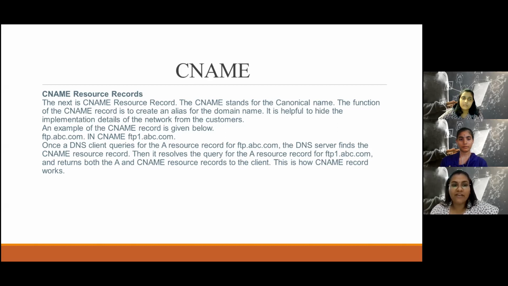ftp.abc.com. IN CNAME ftp1.abc.com. Once a DNS client queries for the A resource record for ftp.abc.com, the DNS server finds the CNAME resource record. Then it resolves the query for the A resource record for ftp1.abc.com and returns both the A and CNAME resource records to the client. This is how CNAME records work.